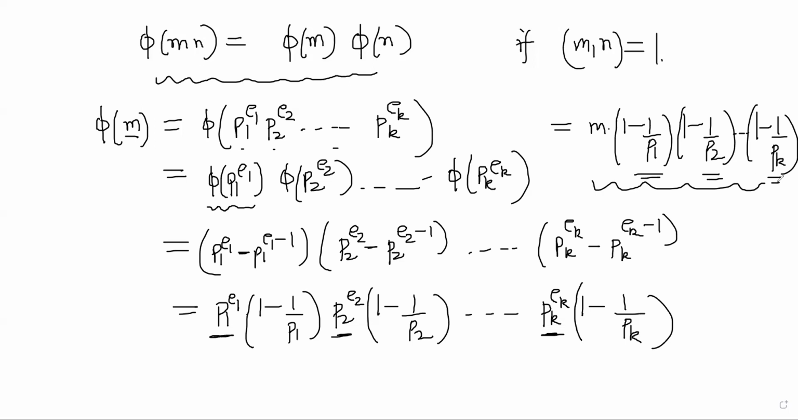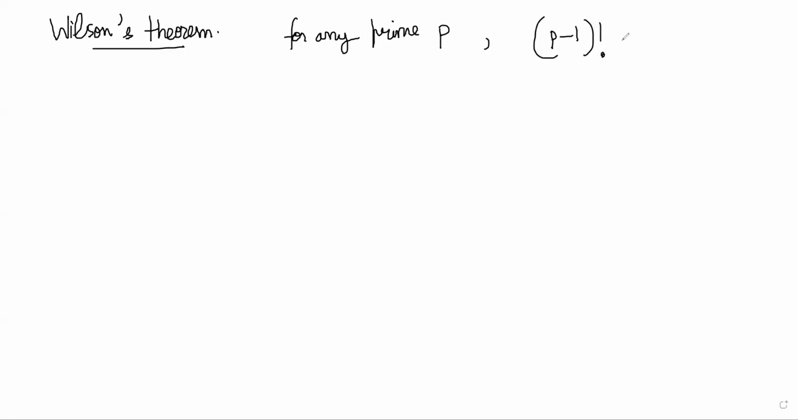Now we come to the next idea in the theory, which is Wilson's theorem. It is not applicable at many places, but when it is applicable, it is quite powerful. It says that for any prime p, we have p minus 1 factorial is congruent to minus 1 mod p. So p minus 1 factorial modulo p will be minus 1. This theorem works only for primes.